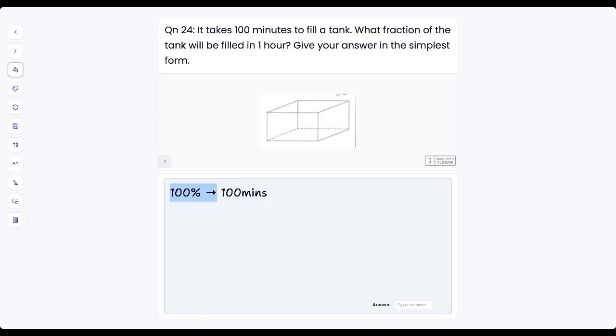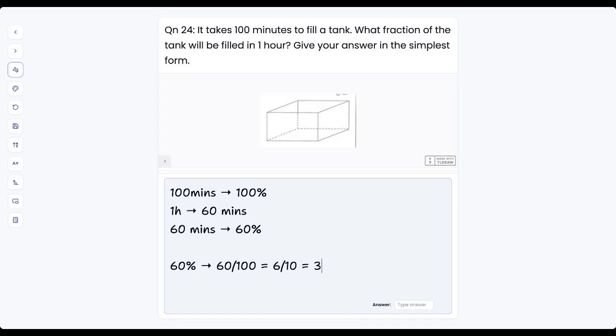Okay, so 100 minutes is equal to 100%. So 1 hour? 1 hour is equal to 60 minutes. So 60 minutes is equal to 60%. Okay, and 60% is equal to 60 out of 100, which is equal to 6 out of 10, which is equal to 3 out of 5. There you go. So that's the answer, 3 out of 5. Okay, let's move on to the next question.